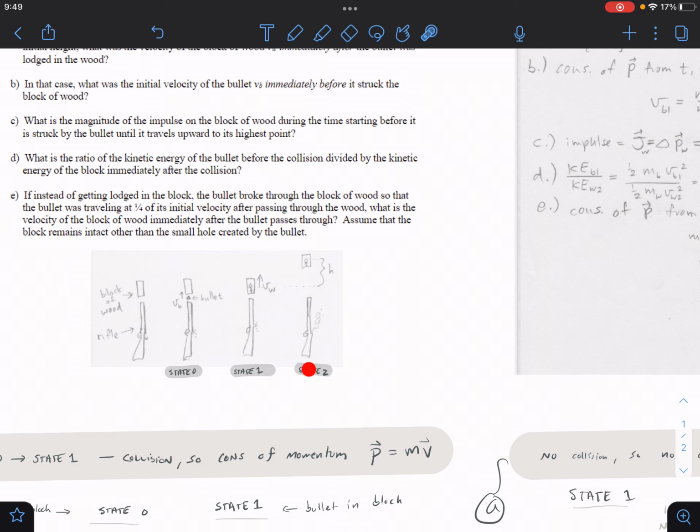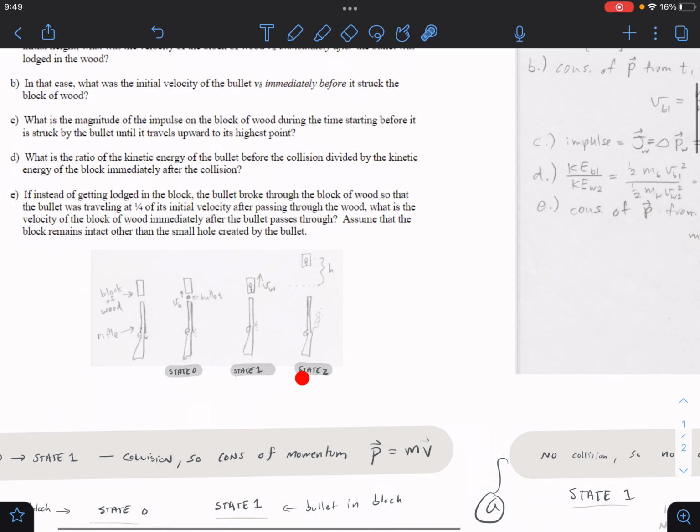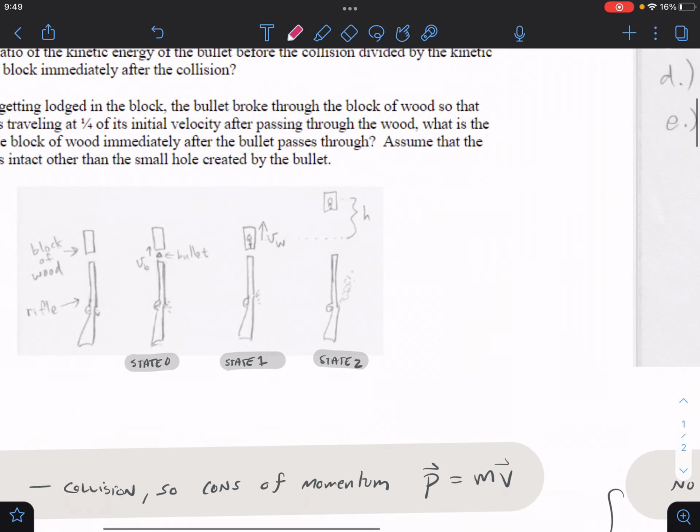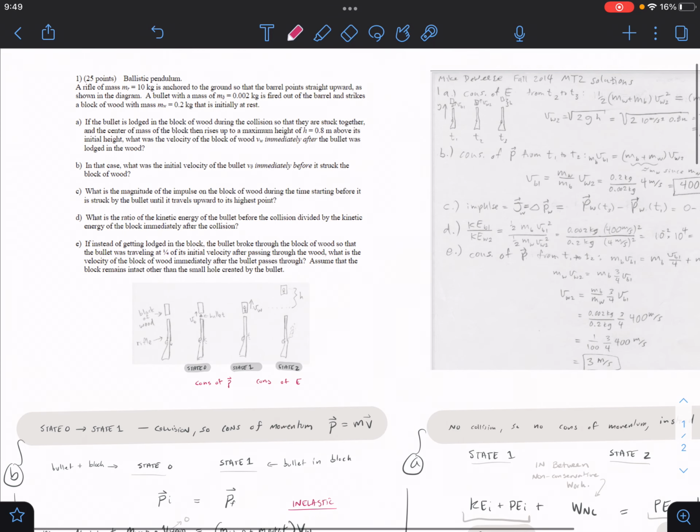And then between 1 and 2, we have something moving with a velocity, and it's changing position, but we don't have a collision. So 1 to 2 is going to be conservation of energy. So conservation of energy and then conservation of momentum. Okay. So how do we set things up?